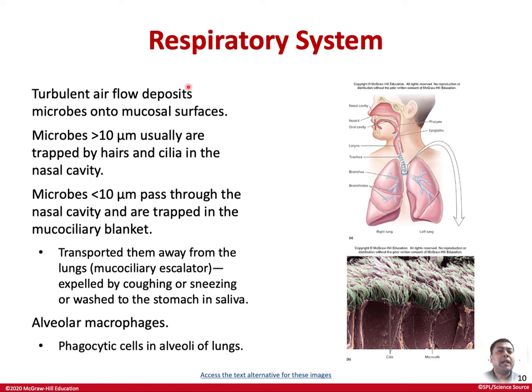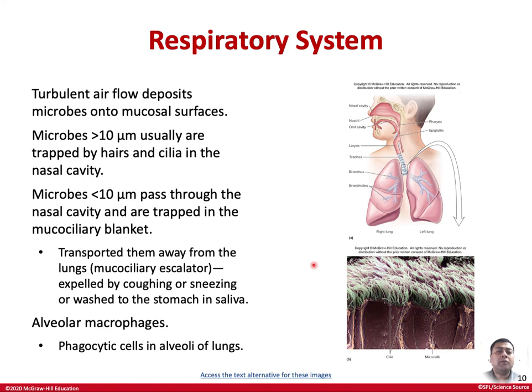The turbulent airflow deposits microbes onto the mucosal surface. Usually the microbes which are greater than 10 micron are trapped by the hairs and cilia of the nasal cavity, whereas the microbes which are less than about 10 micron pass through the nasal cavity but are trapped onto the mucociliary blanket. So let's take a look at what the mucociliary blanket is.